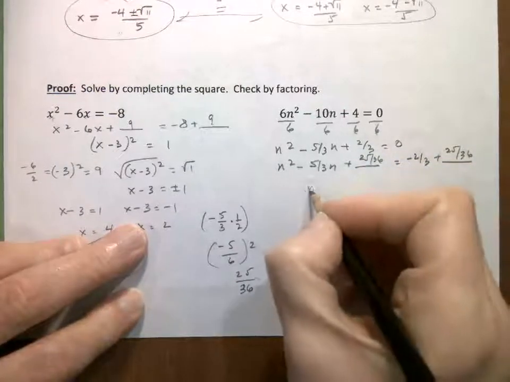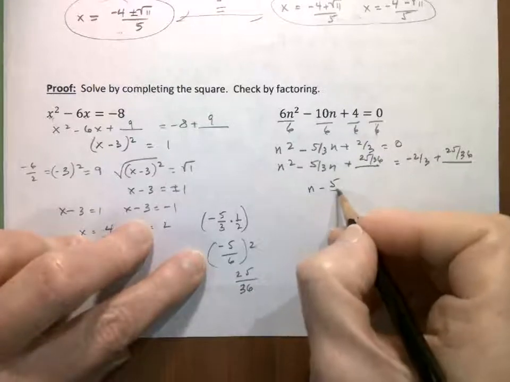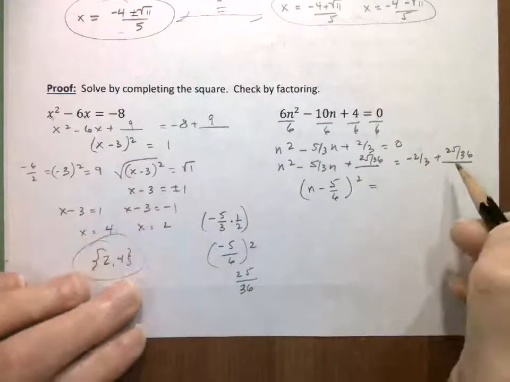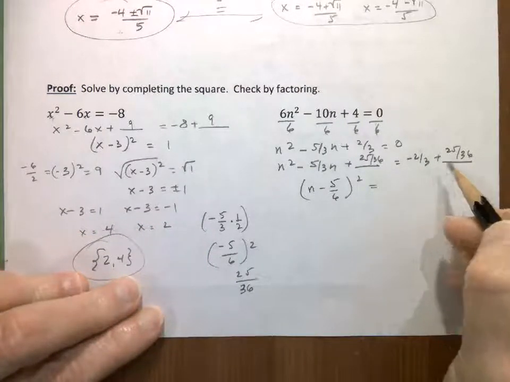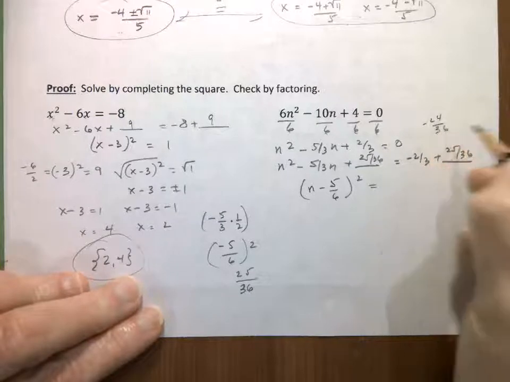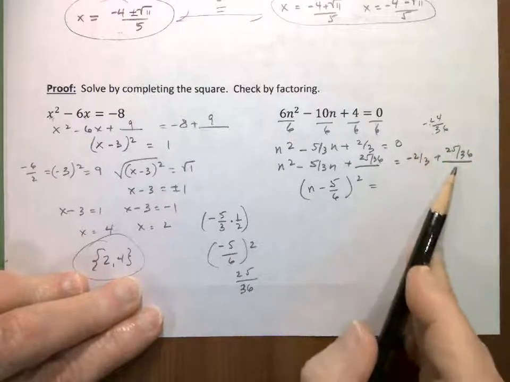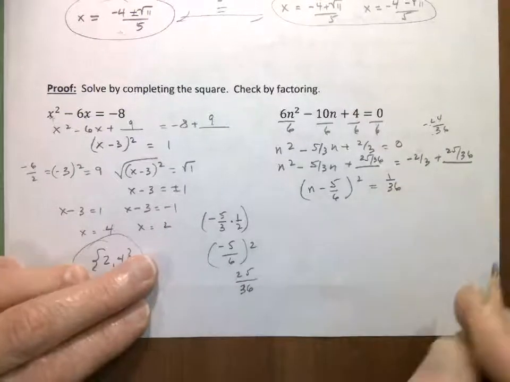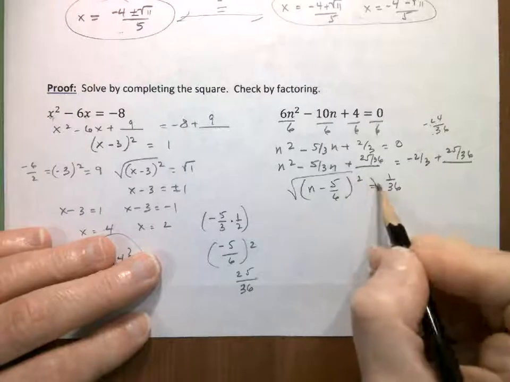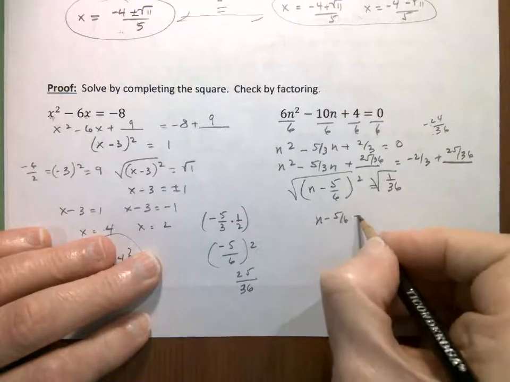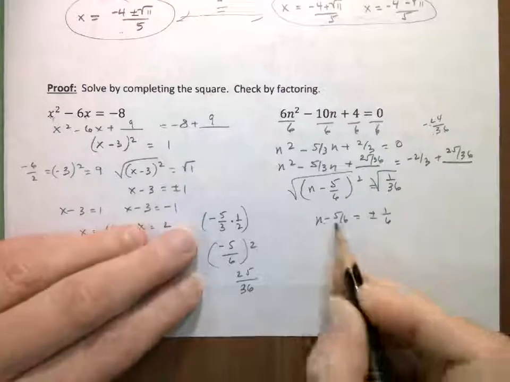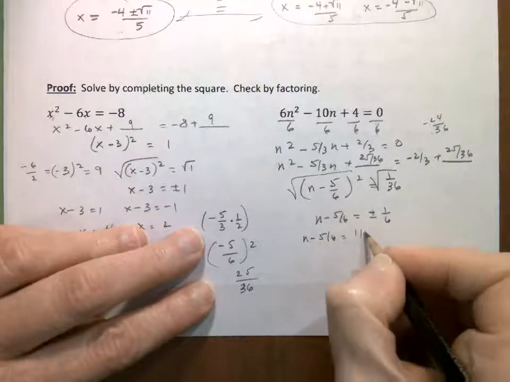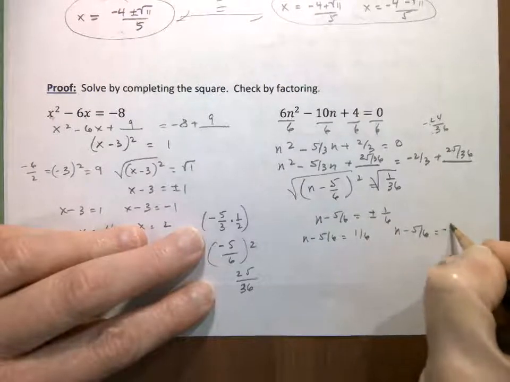When I factor this, though, it becomes n minus 5/6, that's whatever I had before I squared it, squared, equal to negative 2/3, which is the same as negative 24 over 36. So negative 24 over 36 plus 25 over 36 just gives me 1 over 36. Okay, and 36 is a perfect square. Thank goodness. So I have n minus 5/6 equals plus or minus 1/6. Okay, same denominator, so it's going to be easy. So n minus 5/6 equals 1/6. N minus 5/6 equals negative 1/6.